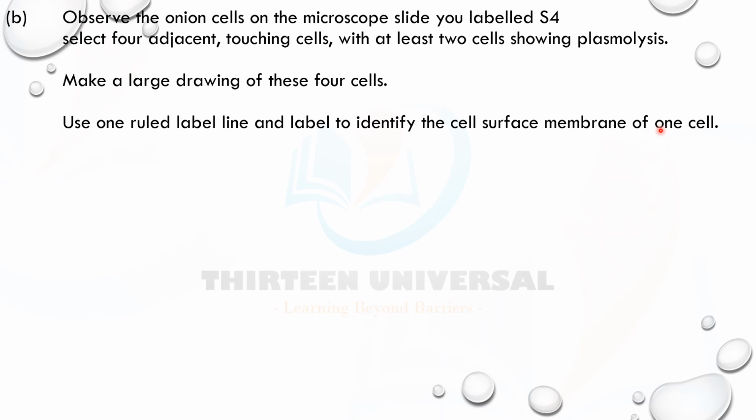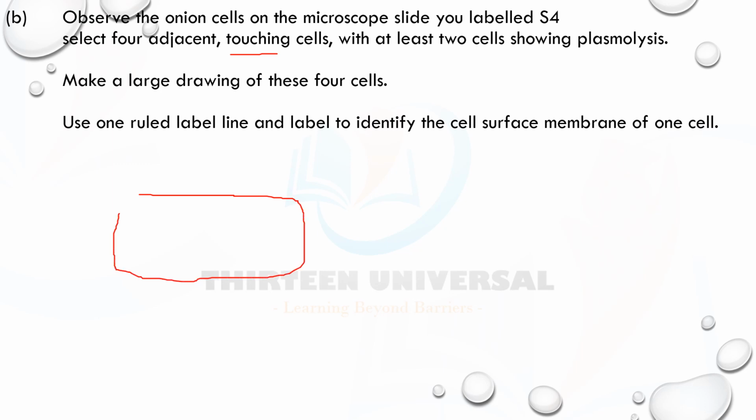Okay, so based on what you have, you put the slide, of course, that has S4, and then view 4 touching cells at a higher magnification times 40. Guys, what you expected to have, right? They said they are touching cells, okay, with at least 2 cells showing plasmolysis. So the cells are touching. So you should draw something like this. Okay. Yeah, very large. Okay, this is one of the cells.